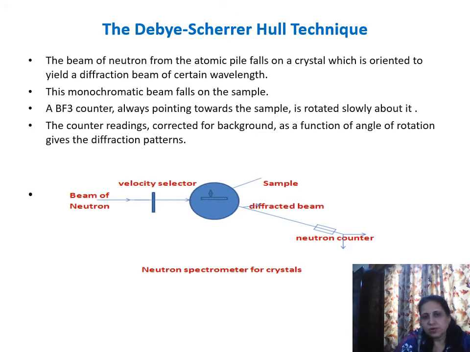A beam of neutrons from the atomic pile falls on the crystal, which is oriented to yield a diffraction beam of certain wavelength. It is a schematic diagram of a neutron spectrometer for the crystal. A monochromatic beam falls on the sample, and the BF3 counter, always pointing towards the sample, is rotated slowly about it. The counter reading, corrected for background, as a function of angle of rotation gives the diffraction pattern.